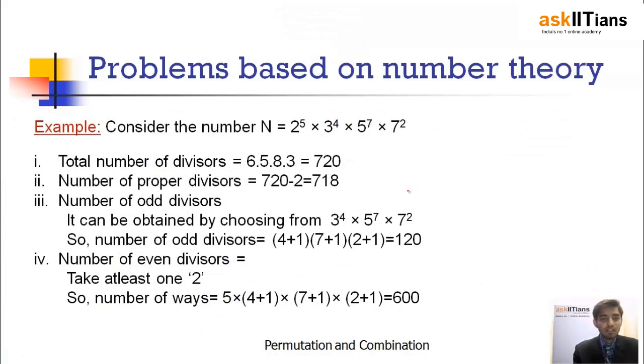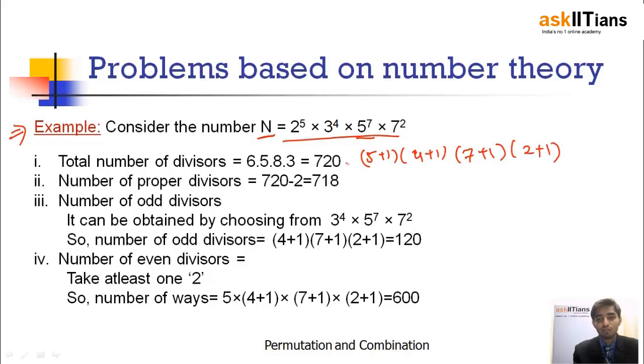Now we will consider one example, and in this one example I will explain everything, all the parts. Consider a natural number of this form, that is 2 power 5 into 3 power 4 into 5 power 7 into 7 power 2. If I want to find the total number of divisors, that will be given by (5 plus 1)(4 plus 1)(7 plus 1)(2 plus 1). I increase all the powers by 1 and multiply, which is 720. If I want to find the total number of proper divisors, then I will subtract 2 from 720, because I subtract 1 and the number itself.